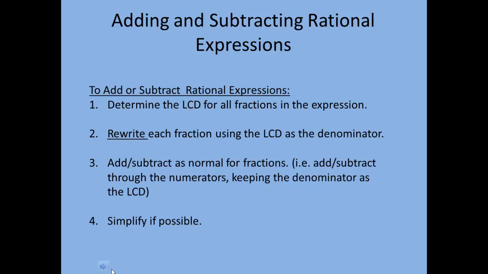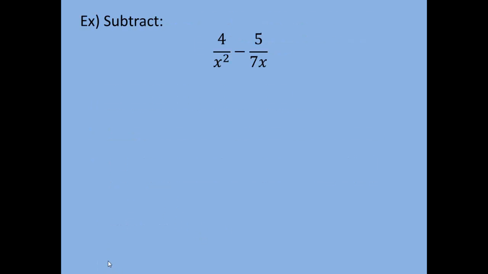Let's take a look at a few examples. So for our first example, we want to subtract 4 over x squared minus 5 over 7x. So we're subtracting two fractions here. And whenever you add or subtract fractions, the first thing you should look for is to see if you have a common denominator. Here we have x squared and 7x, so they're not the same denominator. So we don't have a common denominator.